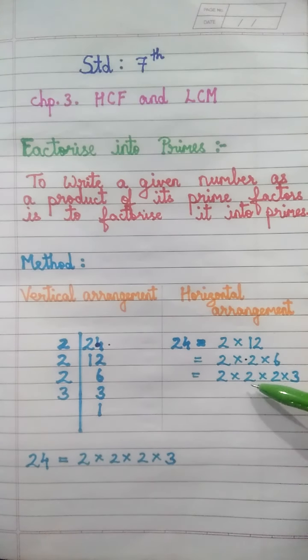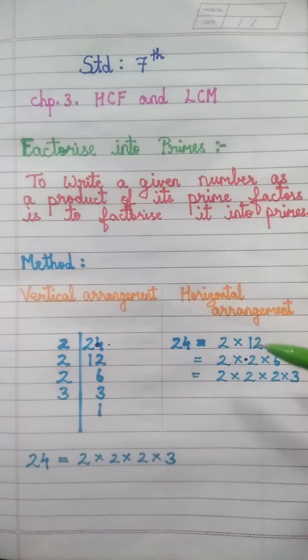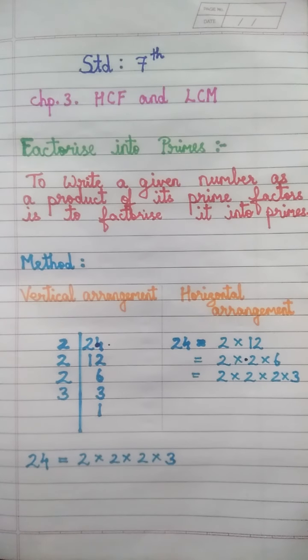Now this is a prime number, so we write it as it is. 6 is a composite, so we need to break it into its factors. 2 into 3 is 6. So this way we have found the prime factors for 24. One by vertical arrangement method and the other method is horizontal arrangement. Finally, you have to write the answer as 24 equals 2 into 2 into 2 into 3. So any one method you can choose, whichever you find easy to follow.